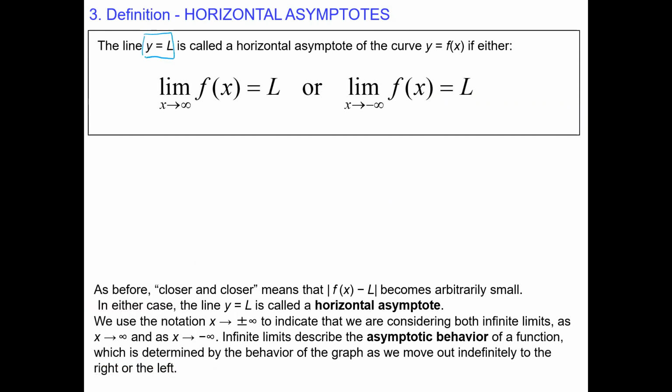We may say the line y equals L is called a horizontal asymptote if the limit at infinity of the function is equal to that L. But we may have also both of the L's be different at positive infinity and at negative infinity. We may have different values, and we will have different horizontal asymptotes. And the maximum number of horizontal asymptotes is 2, because we have 2 endpoints. We may have the same horizontal asymptote, or we may have a different one.